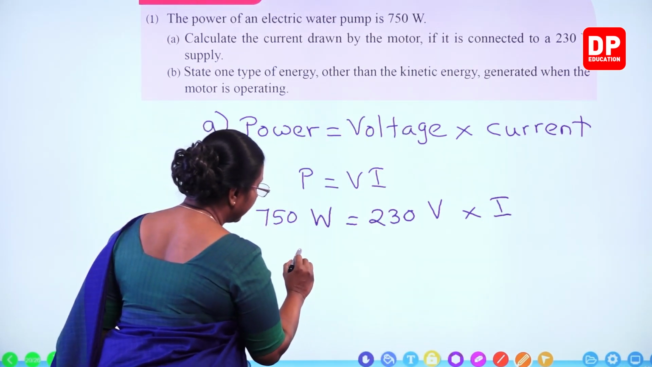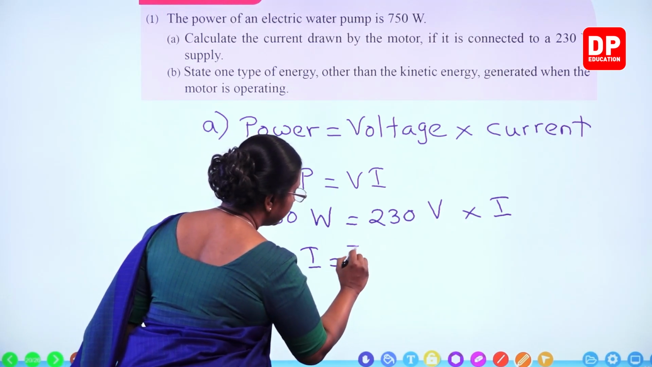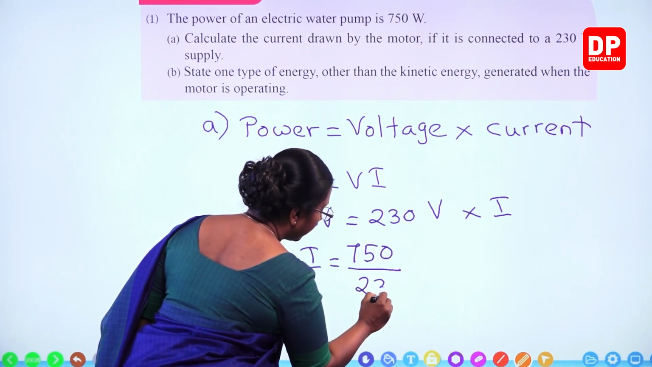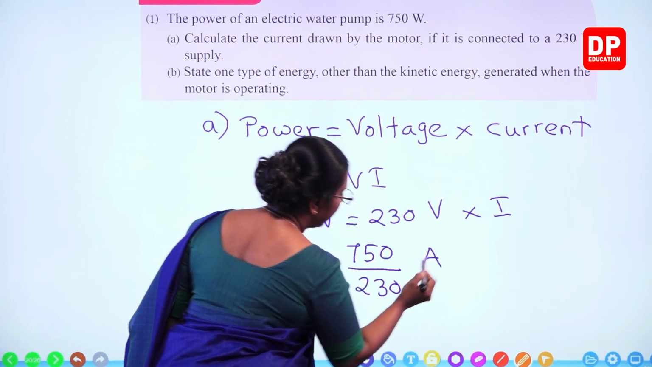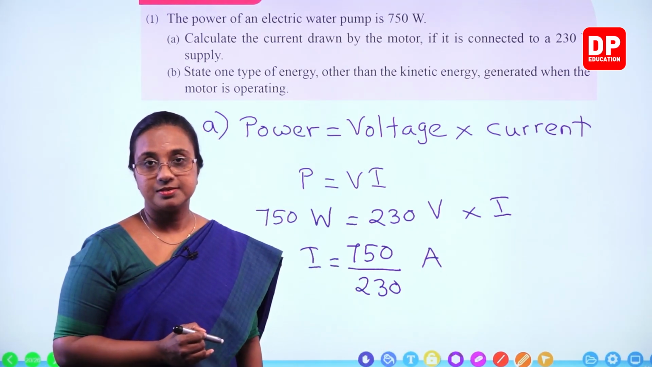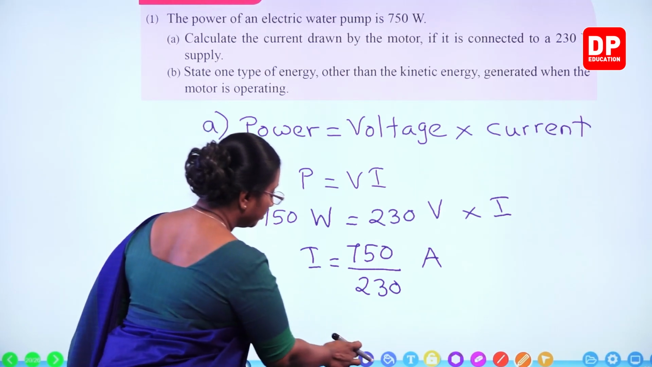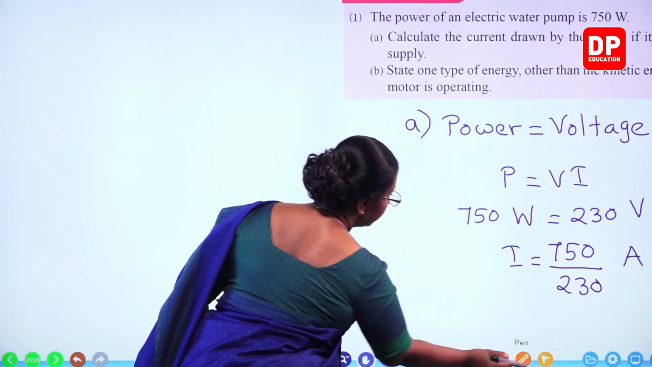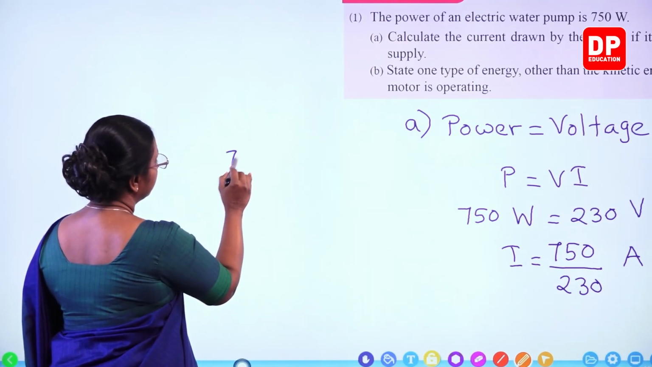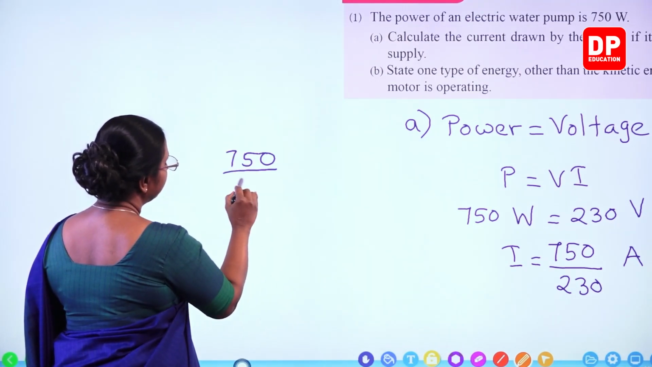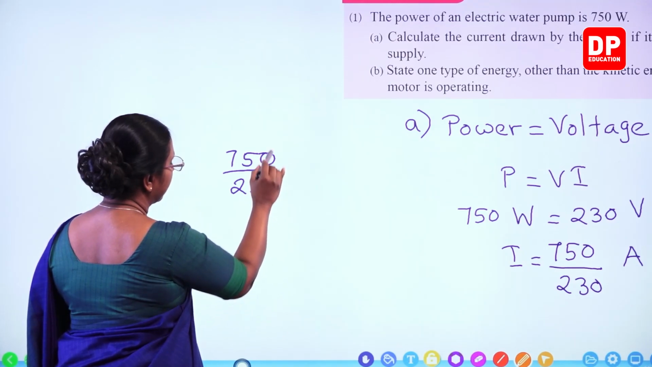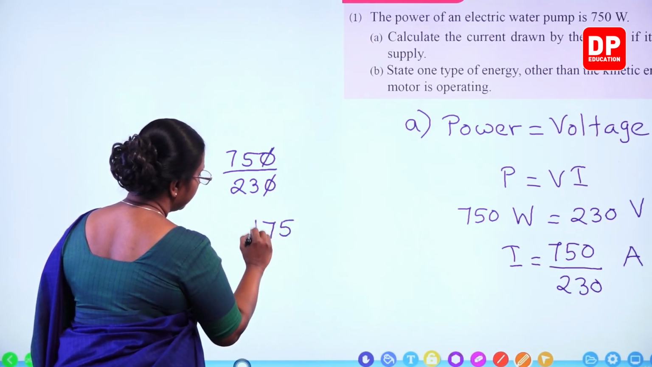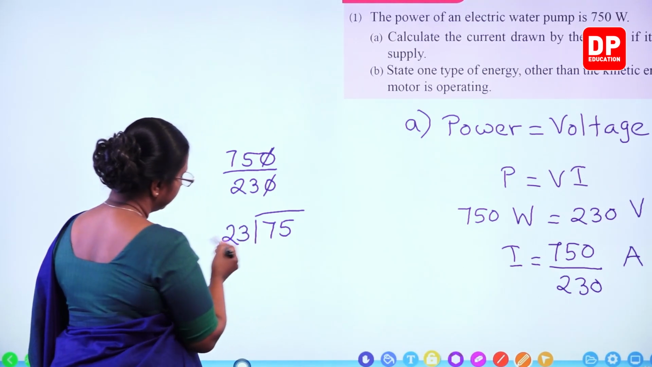So, how do we do that? I equals 750 divided by 230. You will get the answer in amperes. So, if I do the calculation, 750 divided by 230, we can cancel off the zeros. So, 75 divided by 23.